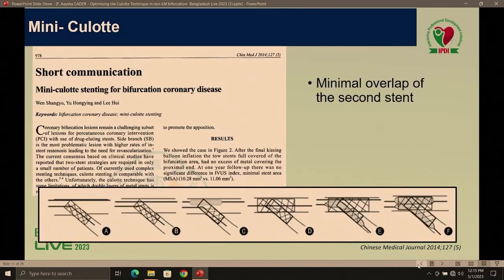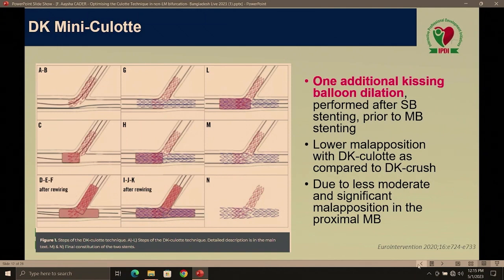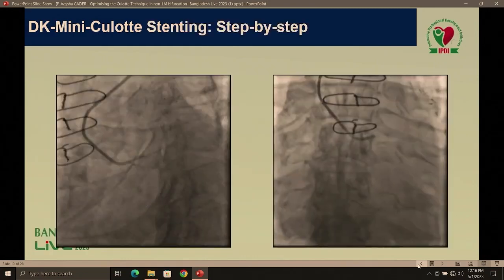So this is the mini Culotte, essentially reducing or minimizing the overlap of the second stent in order to prevent a long double layer of scaffolding and restenosis. The DK mini Culotte is where an additional kissing balloon inflation is performed after the side branch stenting, prior to the main branch stenting, and this reduces malapposition as compared to DK crush.